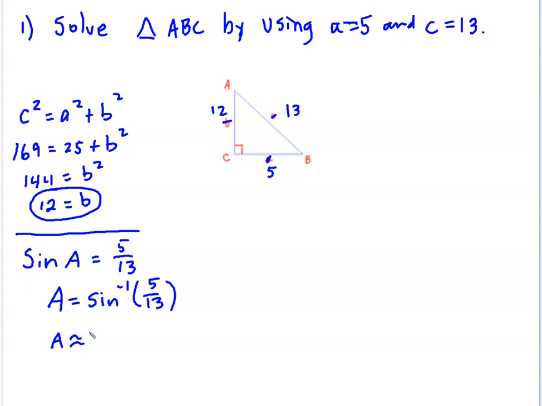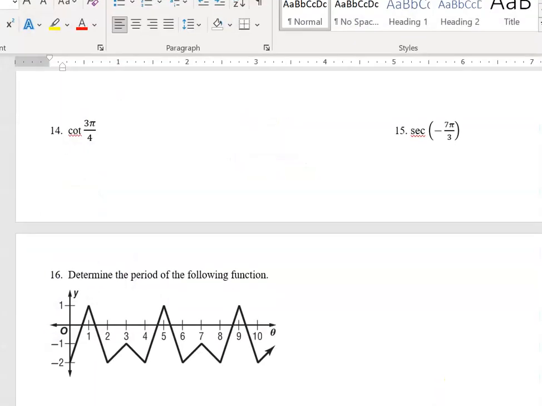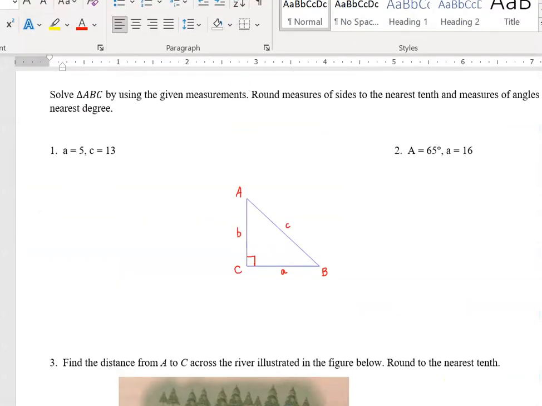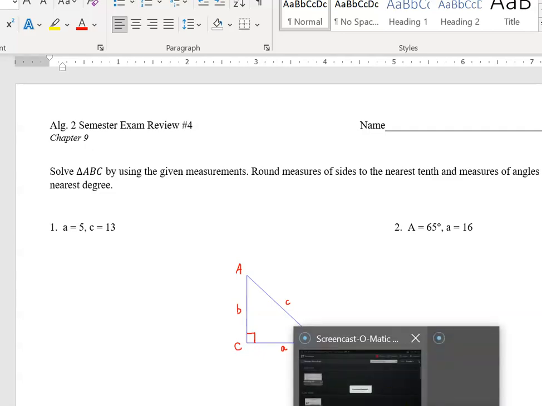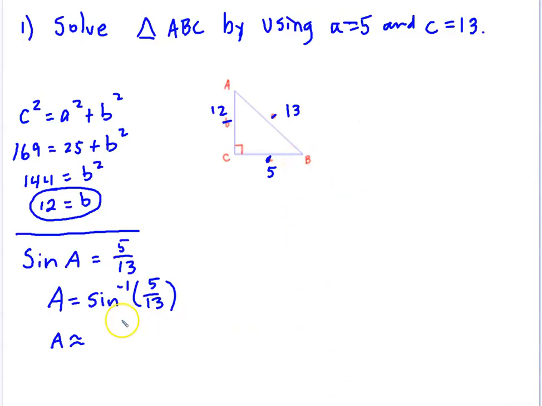So we'll go to our calculator at this time and do second sine. And you'll see the sine with a little -1 looking exponent, but that means the inverse of sine. And then put 5 divided by 13. And our instructions are to round sides to the nearest tenth and angles to the nearest degree. So let's do it that way. So 22.6 to the nearest degree, that would be 23 degrees.